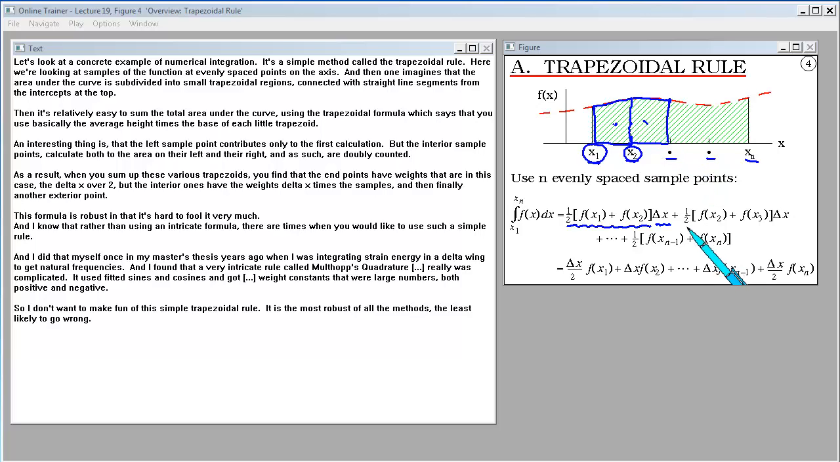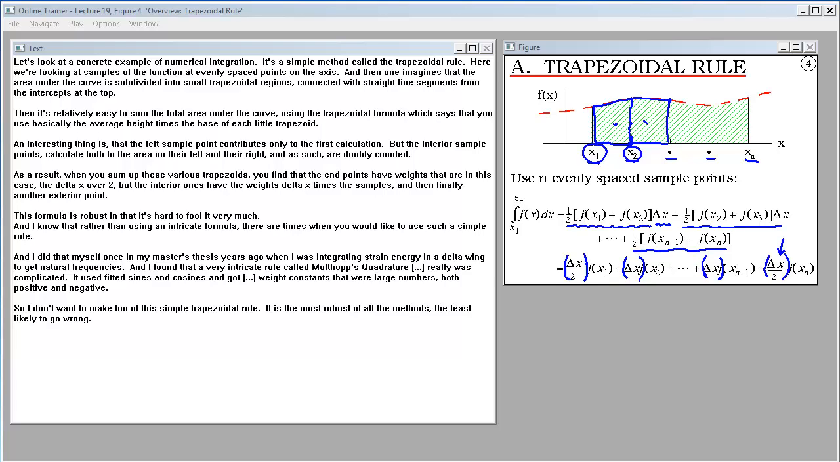As a result, when you sum up these various trapezoids, you find that the end points have weights that are, in this case, delta x over 2, the interior points have the weights delta x times the samples, and then finally another exterior point. This formula is robust in that it's hard to fool it very much, and I know that rather than using an intricate formula, there are times when you would like to use such a simple rule.